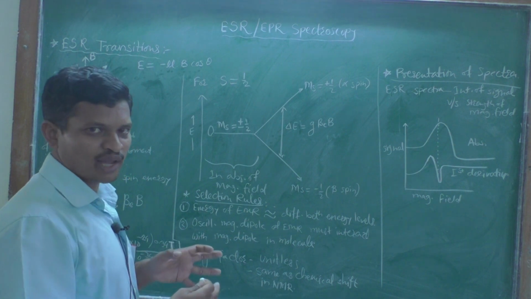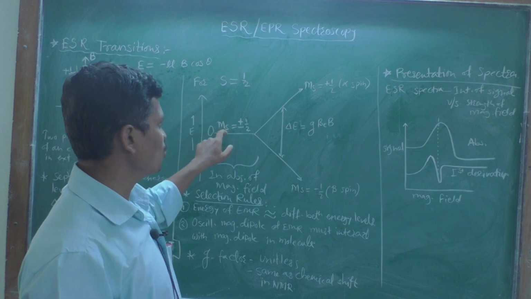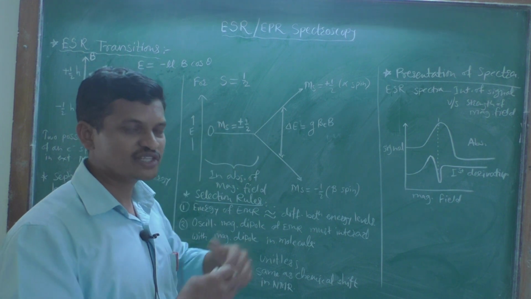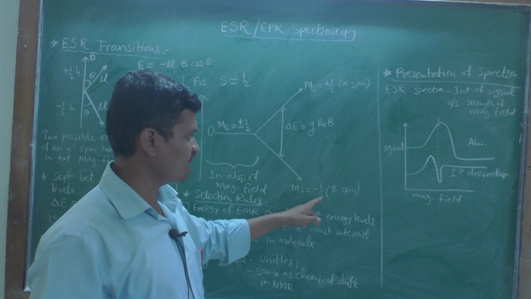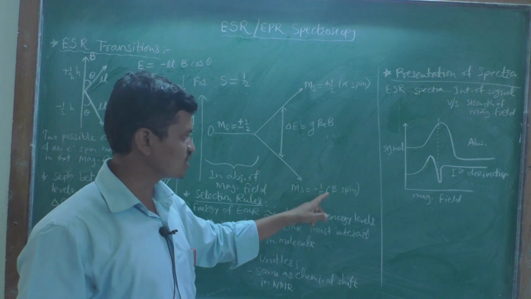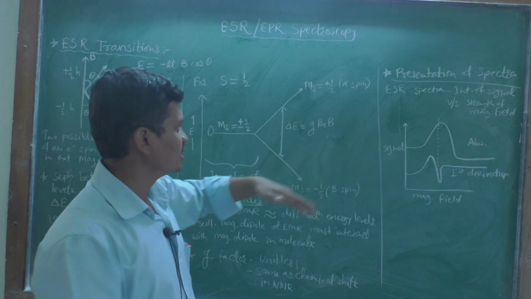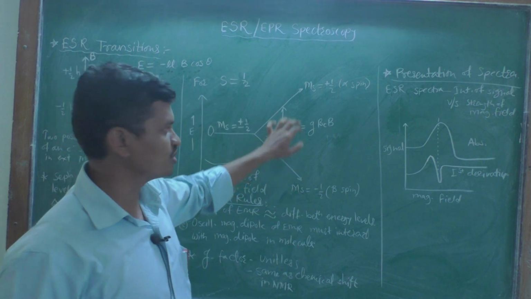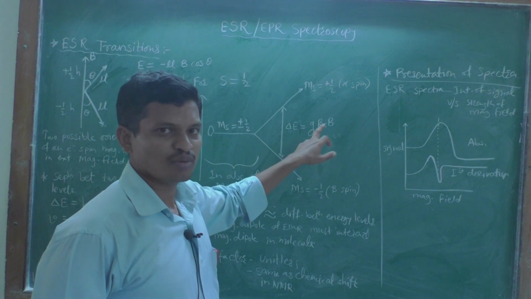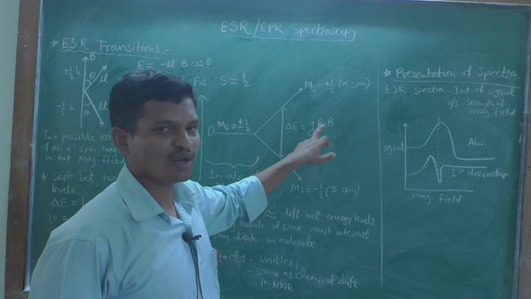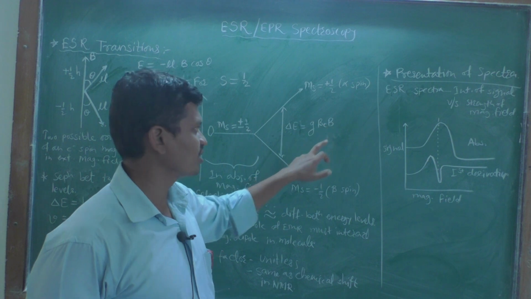As soon as we apply a magnetic field externally, these two spin states split. ms is equal to minus 1/2 is called beta spin, and ms is equal to plus 1/2 is called alpha spin. The energy difference between these two spin states is given by the formula delta E is equal to g times the Bohr magneton of the electron times the field strength B.